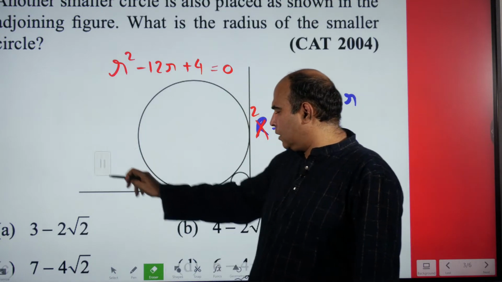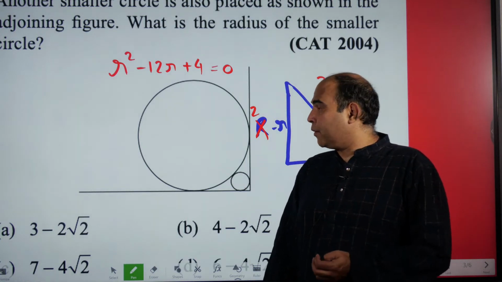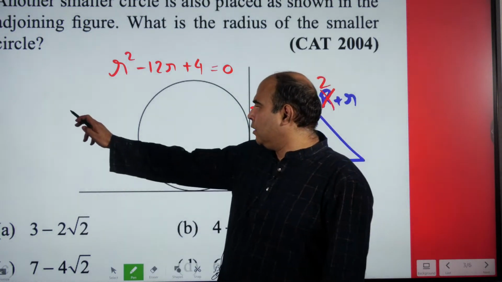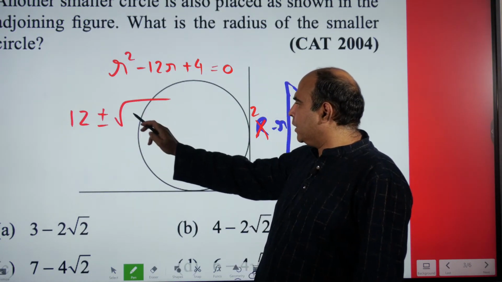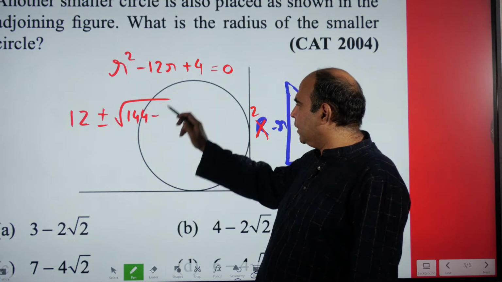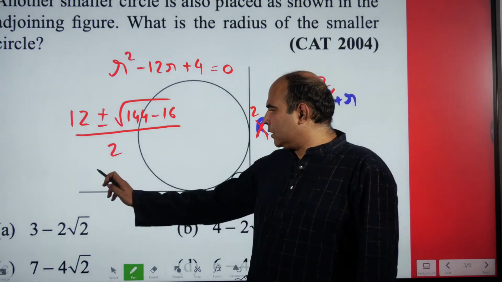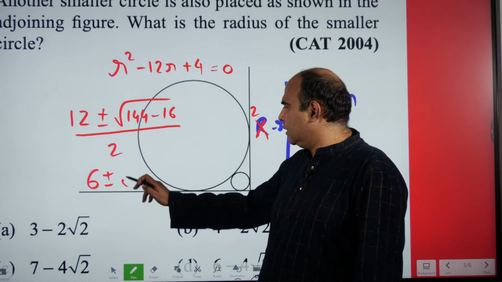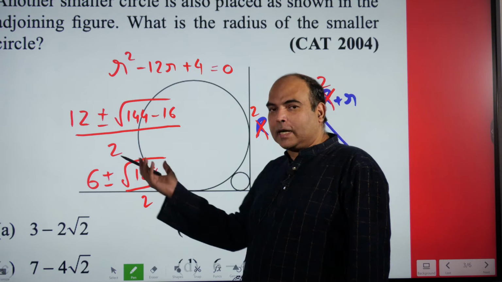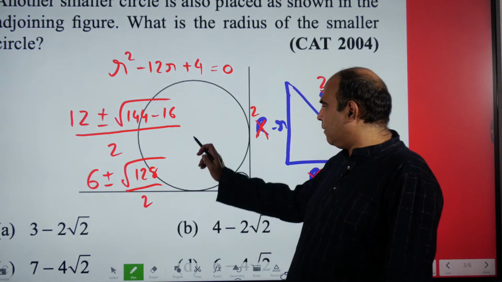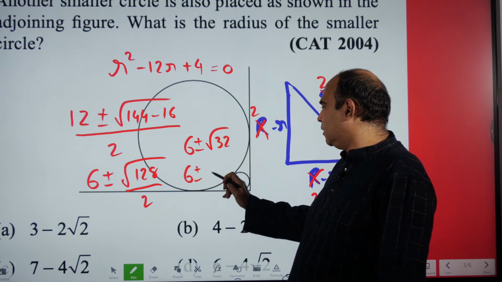So if I just use the formula, the solution of a quadratic equation, minus b plus minus under root, so that's 12 plus minus under root b square minus 4ac, 144 minus 4ac, which is 16, upon 2a, which is 2. So this gives me two answers, 6 plus or minus under root 128, and that is divided by 2. So this 2 inside the bracket, inside the square root, will become 4. So you have 6 plus minus under root 32, which is 6 plus minus 4 root 2.